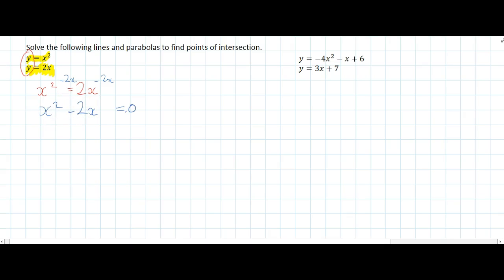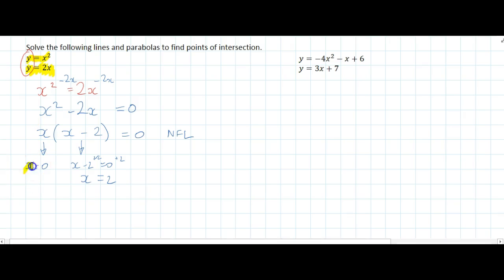So we've got that now. We can use the null factor law if it's in factor form. So let's factorize. Take out x, and we're given that. Following this through with the null factor law, either x is equal to 0 or x minus 2 is equal to 0, which will give an answer of x equals 2. So there are my 2 x values.